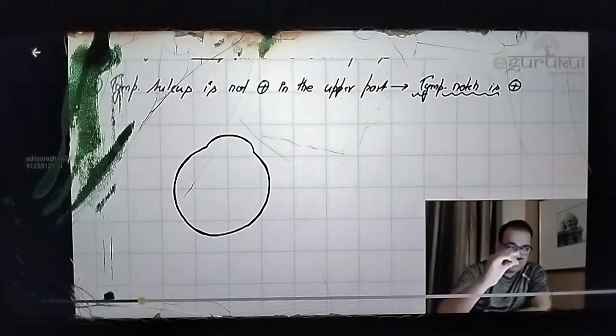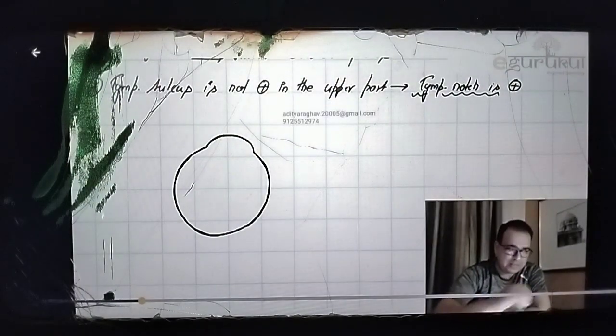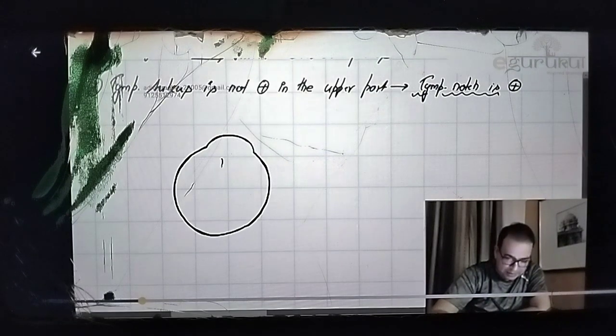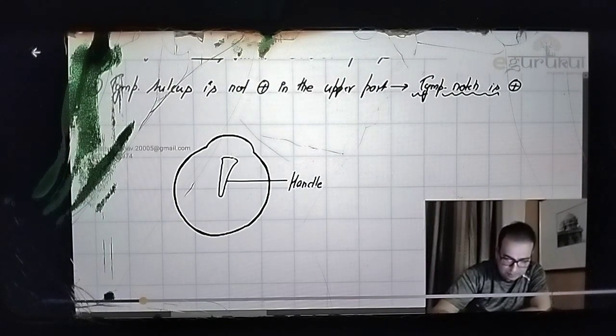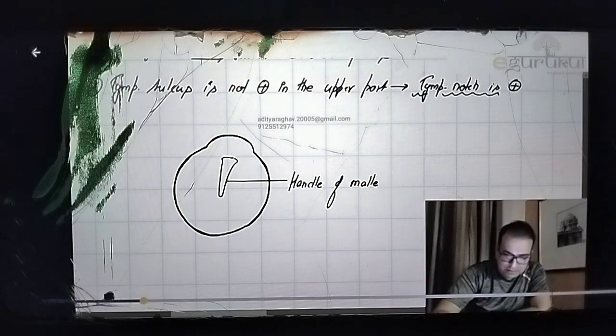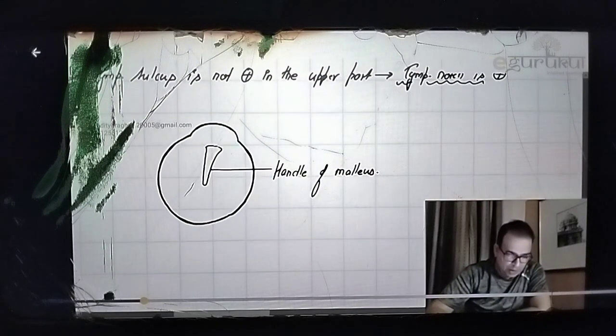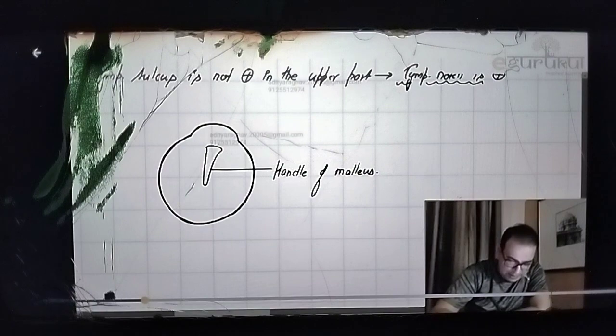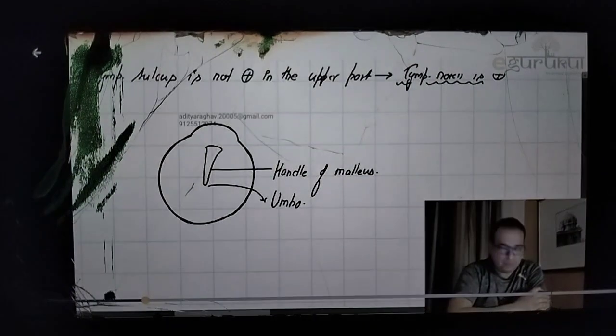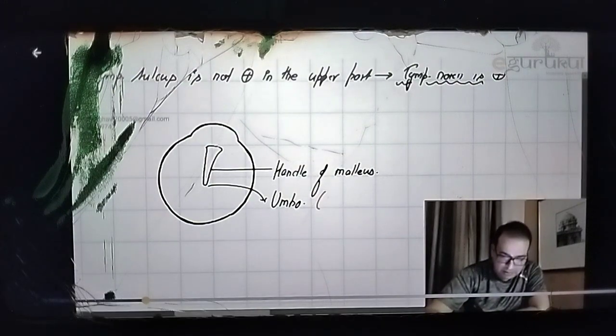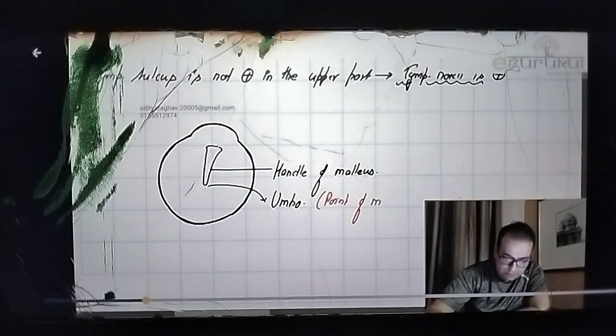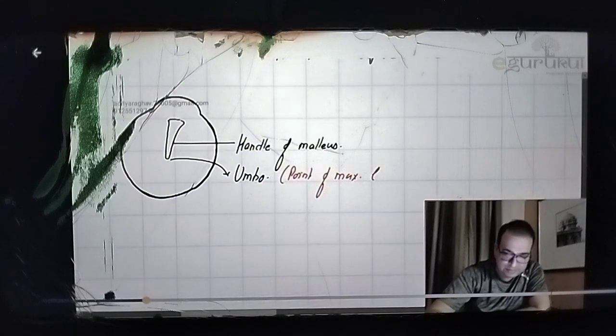Now, we already saw that handle of malleus is attached to the tympanic membrane. Now let's say you're seeing it in this way, that this is the area where the handle of malleus is attached. All the way to the center, there is a handle of malleus which is attached. Please understand this in the sequence. Okay, and we said this point where the handle of malleus is attached in the center here, this is the point of maximum convexity, and that is called as what? That is called as the umbo. The point of maximum convexity. Let me write that. This umbo is the point of maximum convexity.